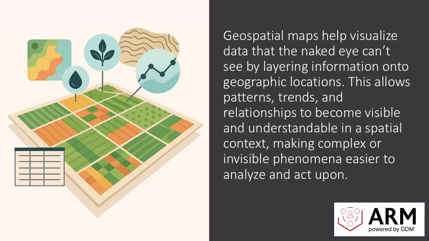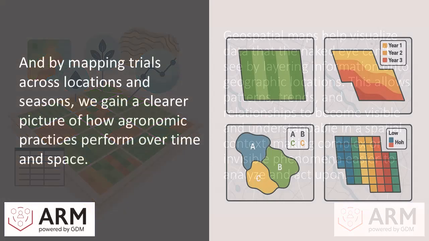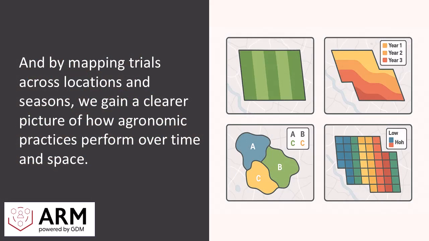Geospatial maps help visualize data that the naked eye can't see by layering information onto geographic locations. This allows patterns, trends, and relationships to become visible and understandable in a spatial context, making complex or invisible phenomena easier to analyze and act upon. And by mapping trials across locations and seasons, we gain a clearer picture of how agronomic practices perform over time and space.